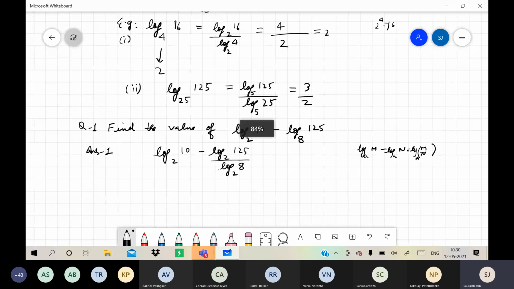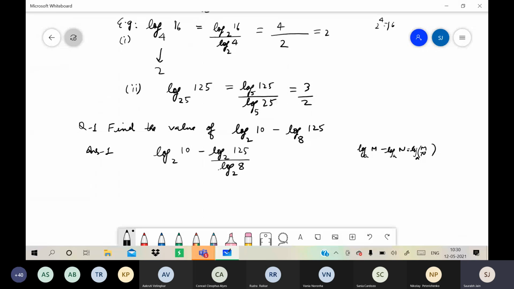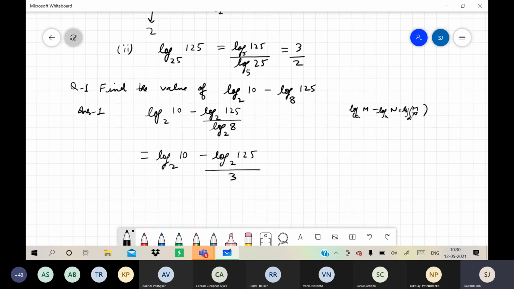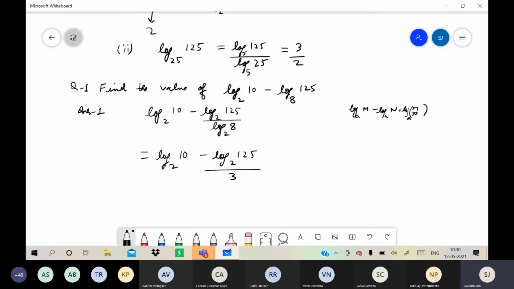In the second one, I have written log 125 upon log 8 and I have taken base 2 because it is present in the first term. Now I am copying it as it is, and because of this base changing theorem, I can write the denominator as 3. Why? Direct value. What should be power of 2 so that answer is 8? Okay. Now next step.